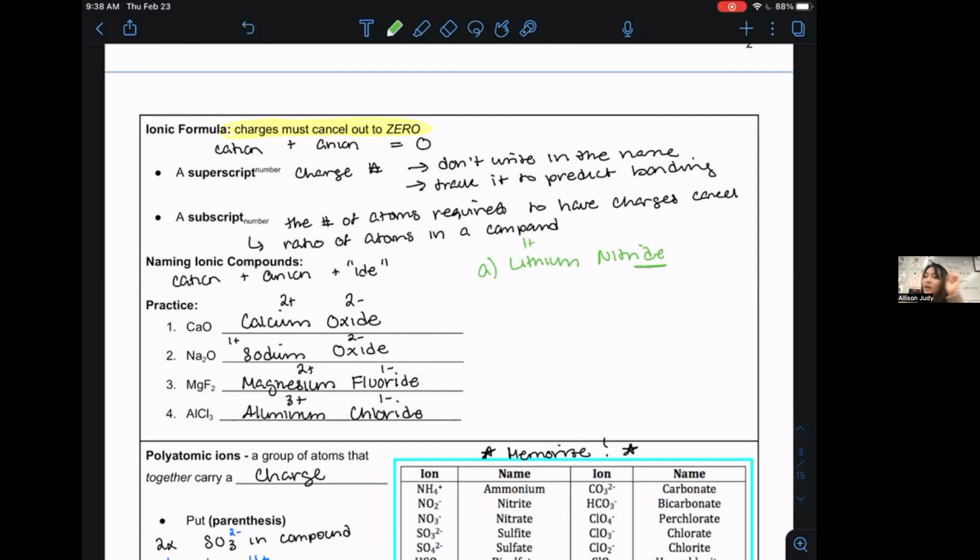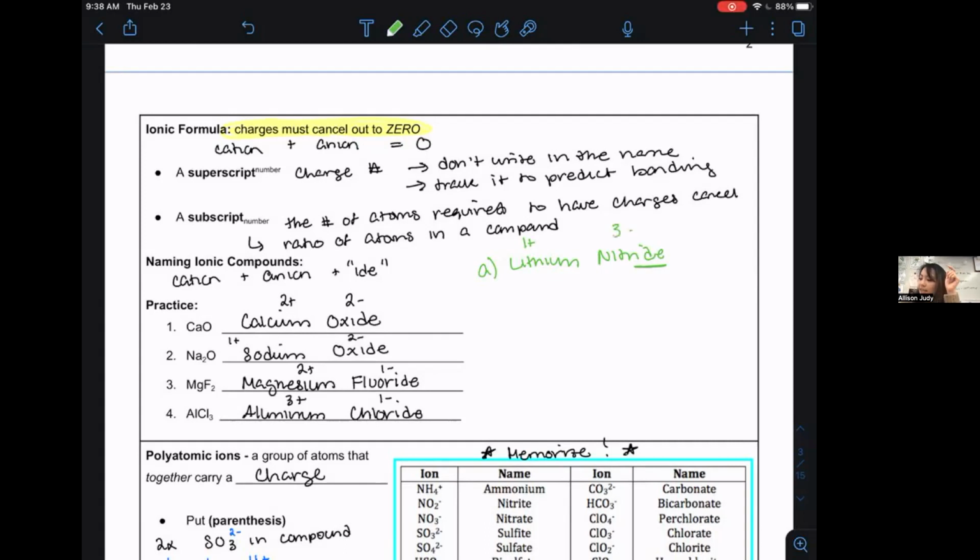Plus 1. How about nitrogen, Juan? What's the charge of nitrogen in an ionic bond? What charge does it take on when it does this method of bonding? Look at your periodic table. What charge does nitrogen always take on when it is in an ionic bond? 3 plus? It gains 3 positives?